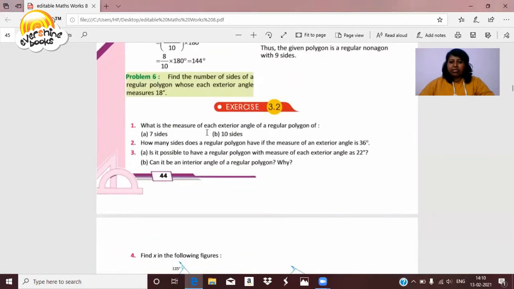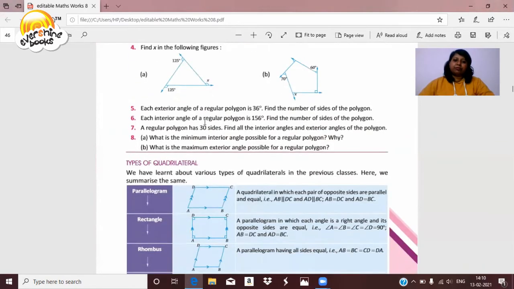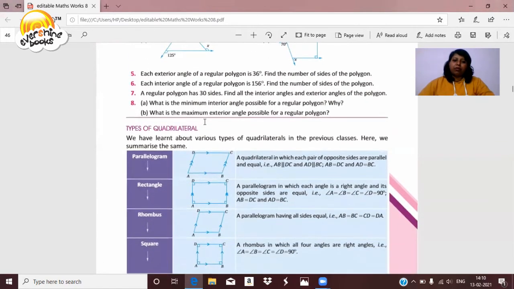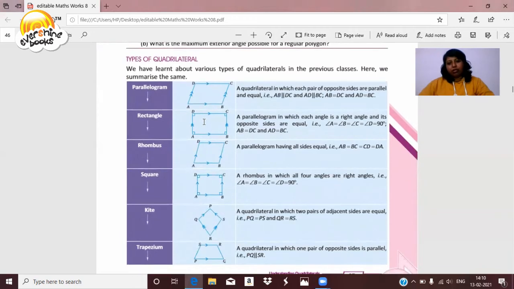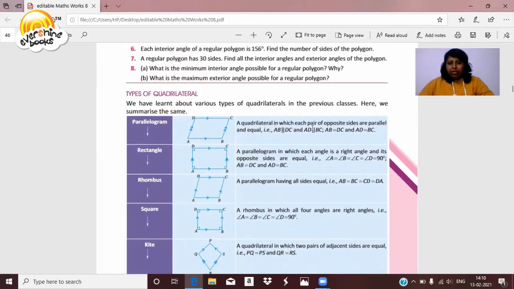So next exercise is based on the above formula itself. Now we come to the types of quadrilateral. One is parallelogram, then rectangle, then rhombus, then square, kite and trapezium. What are all these? A parallelogram is one in which a pair of opposite sides are parallel and equal.